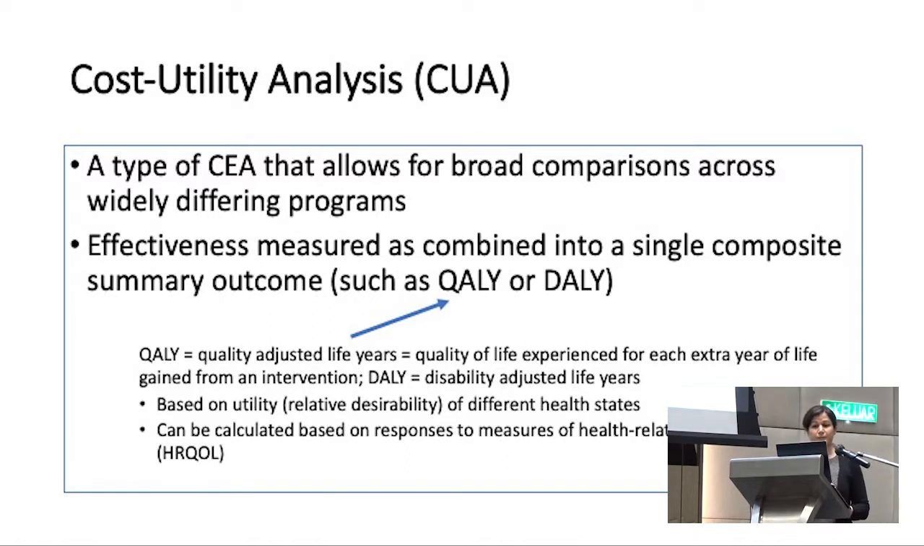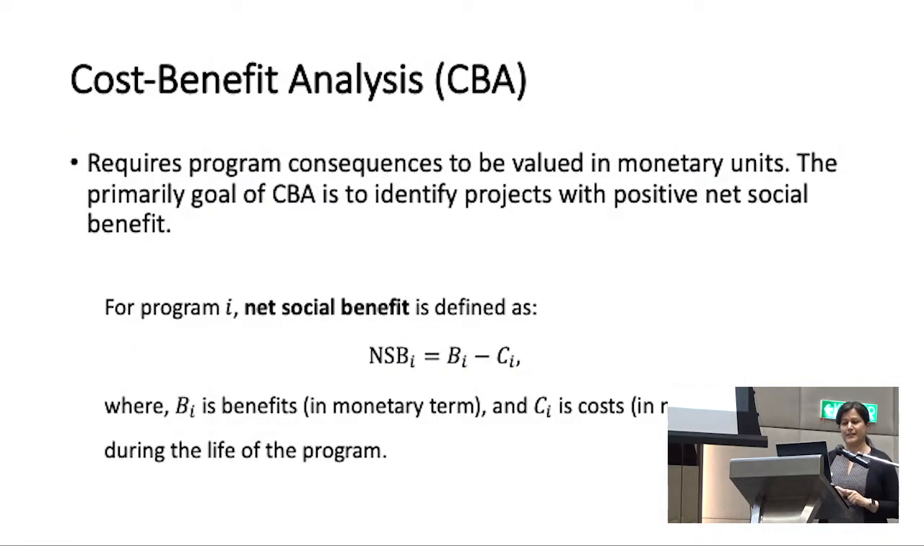So the final one I want to briefly touch on, because you'll see this as well, and sometimes people use this term interchangeably, but cost-benefit analysis actually is quite different than cost-effectiveness analysis or cost-utility analysis. Those two are essentially the same, just the outcome is a little bit different. Cost-benefit analysis actually is different in that it requires program consequences to be valued in monetary units. The primary goal of CBA is to identify projects with positive net benefits.